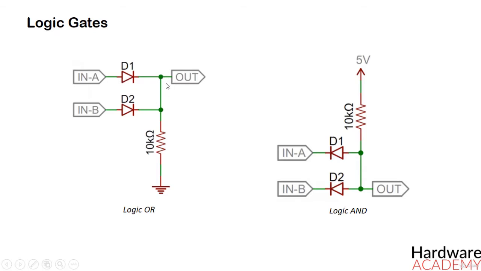Whenever either input or both is a logic 1, meaning high or 5 volts, the output becomes a logic 1 as well. When both inputs are a logic 0, meaning low or 0 volts, the output is pulled low through the resistor.